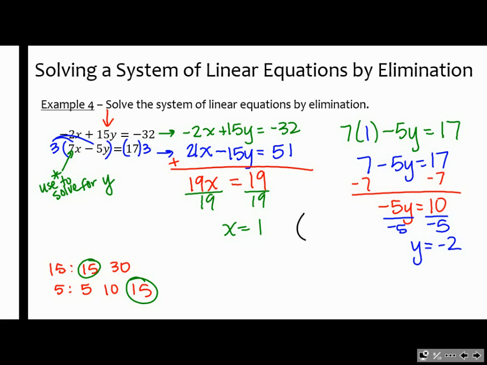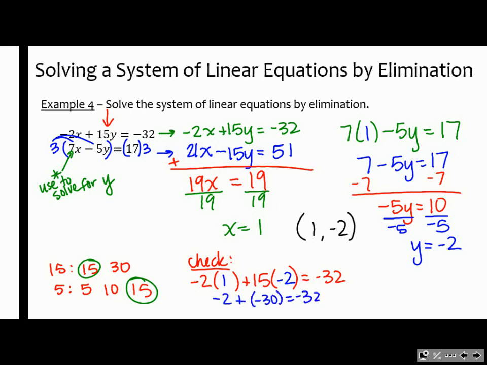The solution to our system will have x value 1, y value negative 2. To finish it off, we'll check by substitution property of equality. Our first one is negative 2x, which will be replacing x, plus 15y equals negative 32. Since x is 1, y is negative 2, we'll have negative 2 times 1 is negative 2. 15 times negative 2 is negative 30. And negative 2 plus negative 30 does in fact equal negative 32.